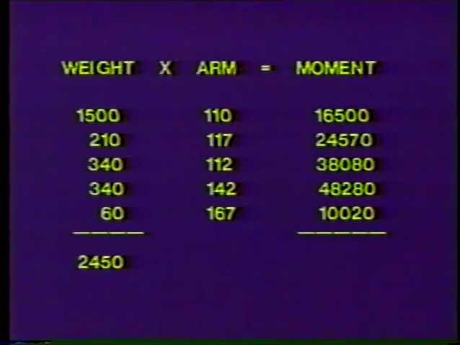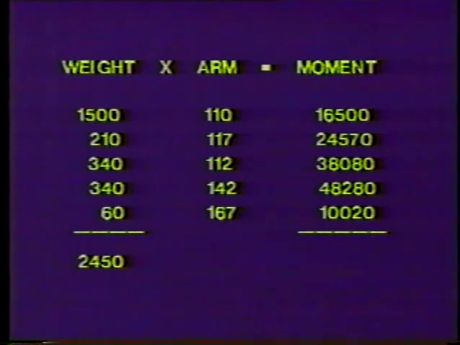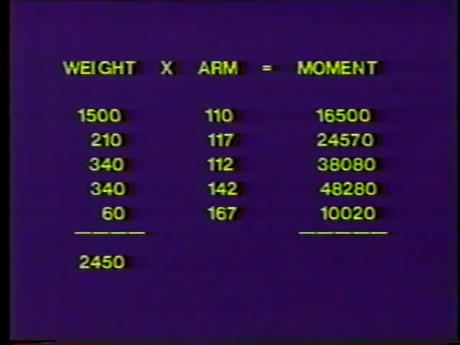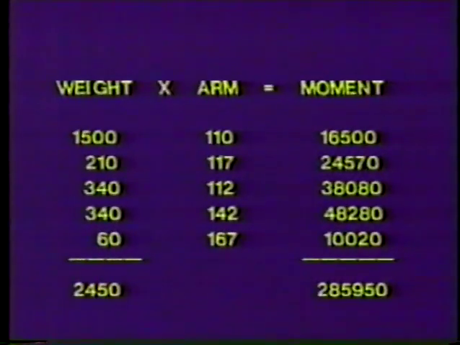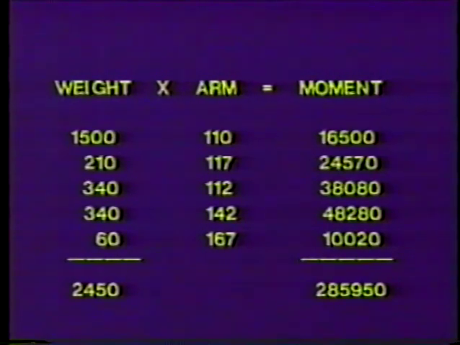Now simply follow the formula. Weight times arm equals moment. You should have a worksheet that looks like this. Now simply total the figures in the moment column just as you did the weight column figures earlier. The result is 285,950.